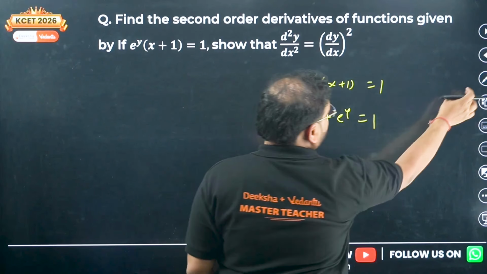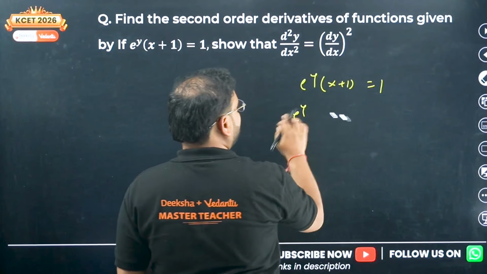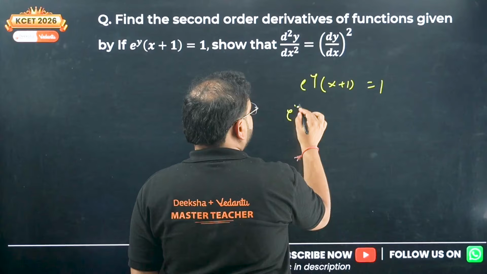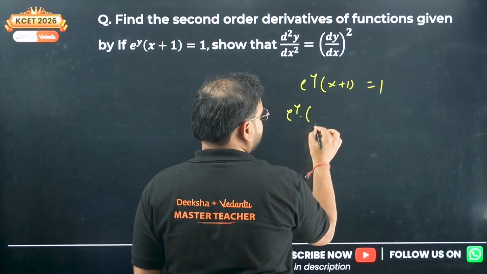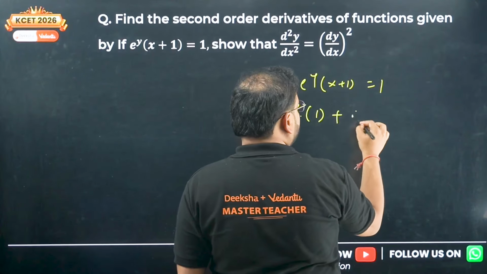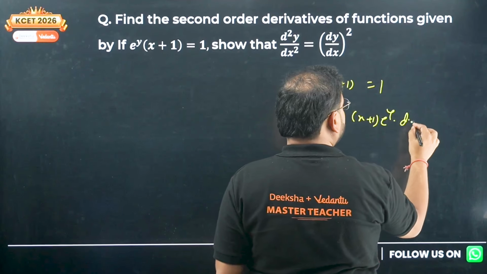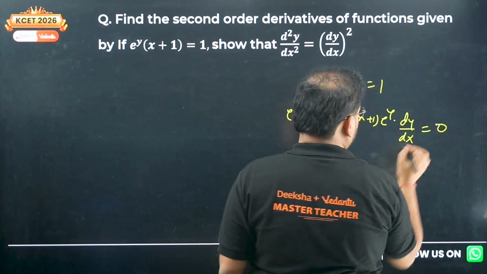Okay, why to do that actually? Not required. We can do directly, no? No need to expand it. So e power y as it is, differentiate x plus 1, I get 1. This time keep x plus 1 as it is, differentiate e power y. So e power y dy by dx equals to 0.